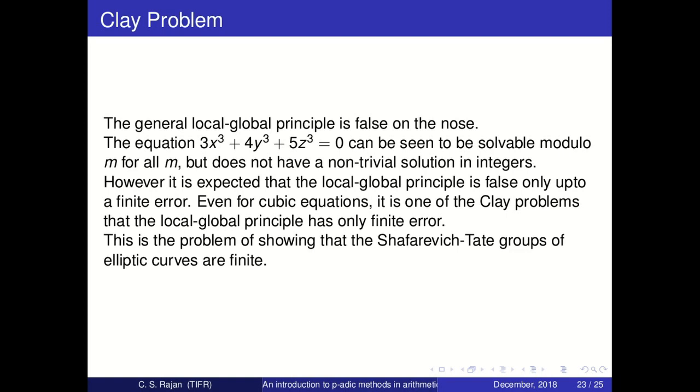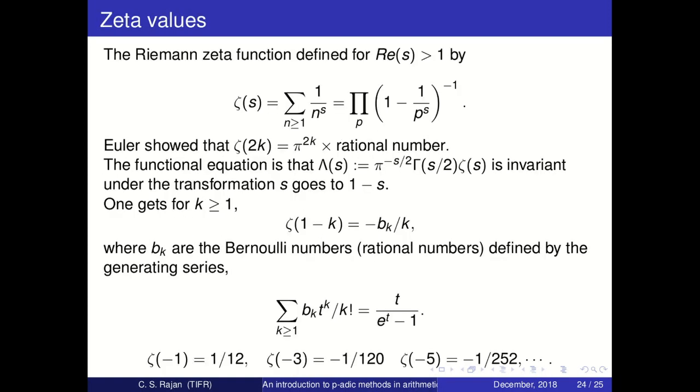I am not going to state this because some amount of informative knowledge has to be set up. Even for cubic equations, it is one of the tough problems, what is called the Birch and Swinnerton-Dyer conjecture. One knows that if this local-global problem is done, then at least in one of the important cases, the rest of the Birch and Swinnerton-Dyer conjecture is true, for every L-function. So in some sense, this seems to be the main stumbling block: the local-global principle should have finite error to go beyond degree 2. For degree 3 onwards, we don't know what is happening. This is the problem of showing that the Tate-Shafarevich groups of elliptic curves are finite.